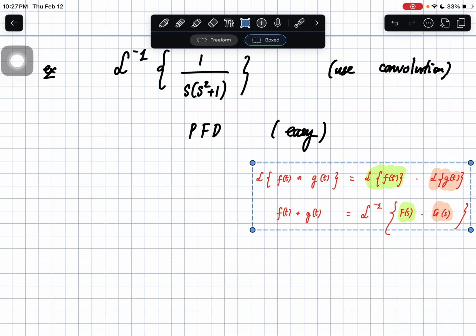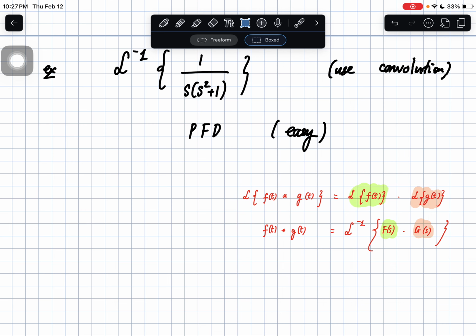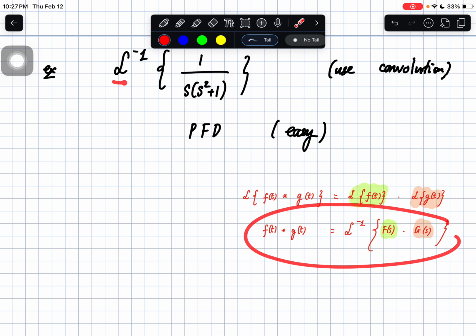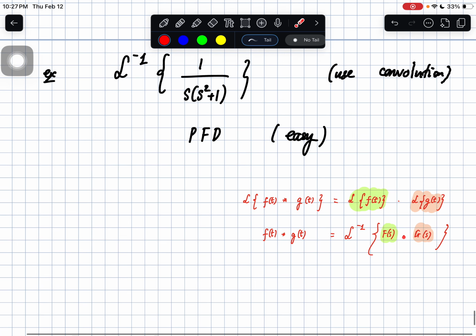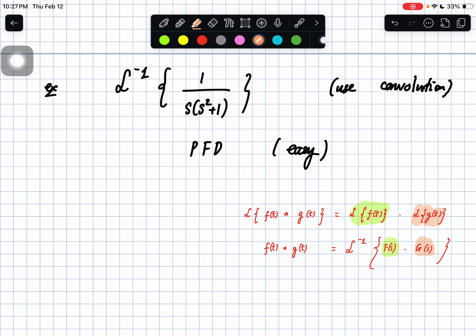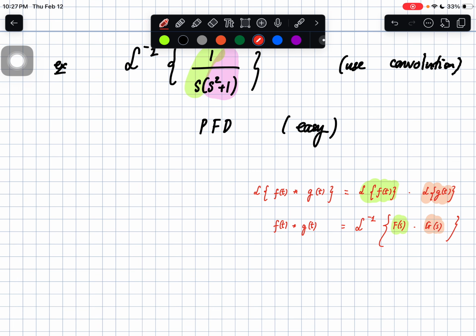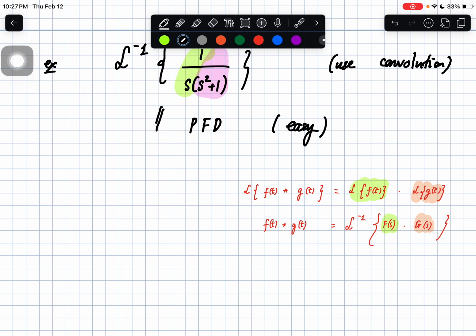In our example, we will use this one. The inverse transform of this function will be F(s) times G(s). F(s) I will choose to be 1 over s, and G(s) I choose to be 1 over s squared plus 1, so that it equals 1 over s times 1 over s squared plus 1.